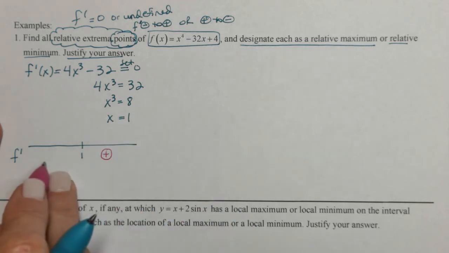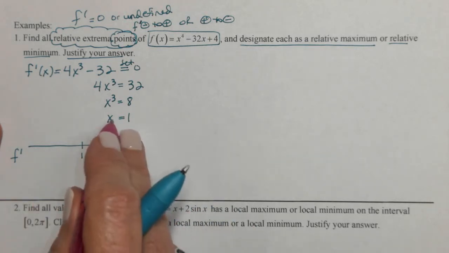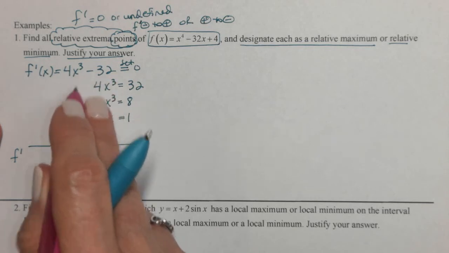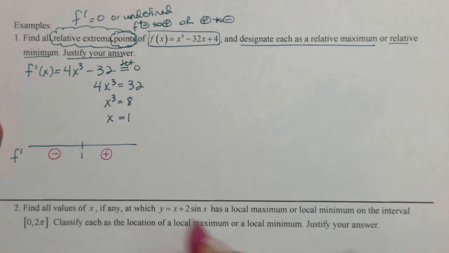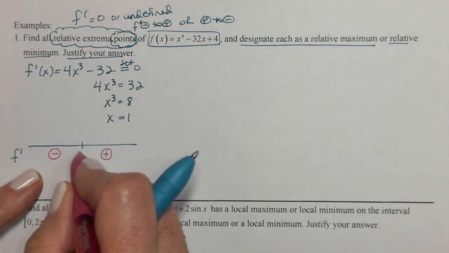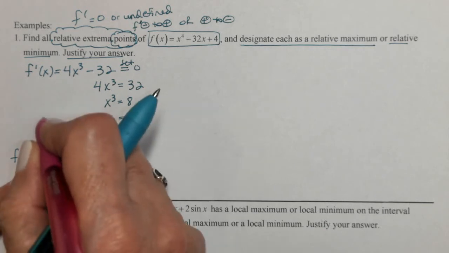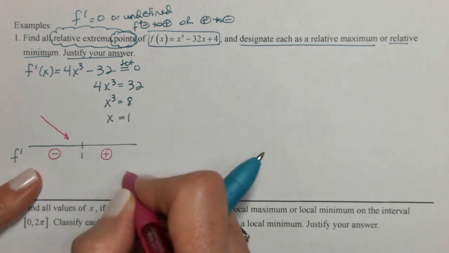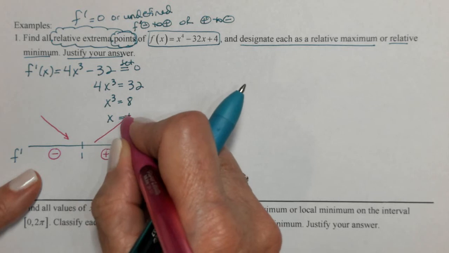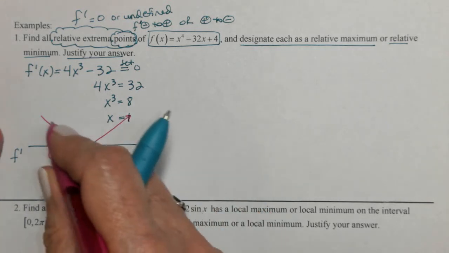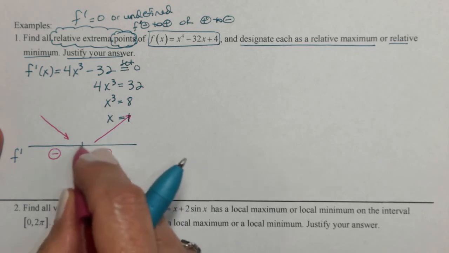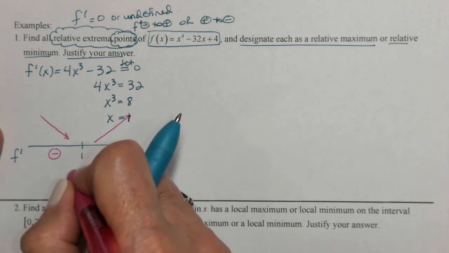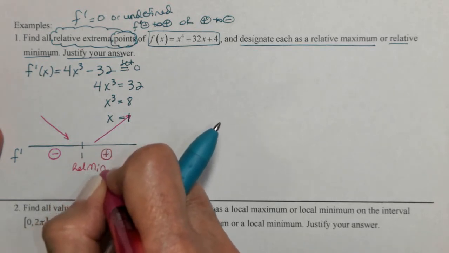Definitely positive. On the other side, since this 1 came from an odd powered factor, this is going to be negative. Okay? So, on the left of 1, the function is decreasing. On the right of 1, the function is increasing. So we must have a relative minimum value right when x is 1. So I know this is a relative min.